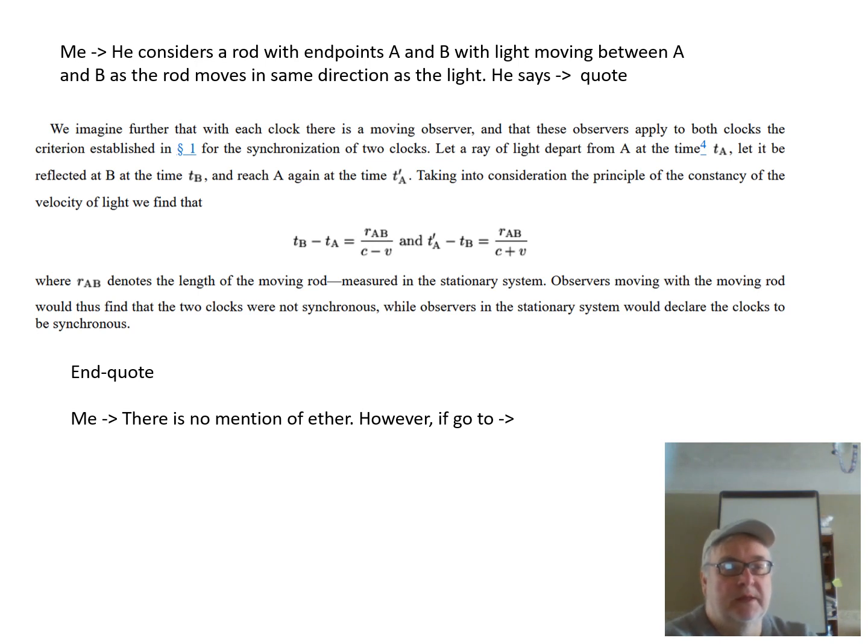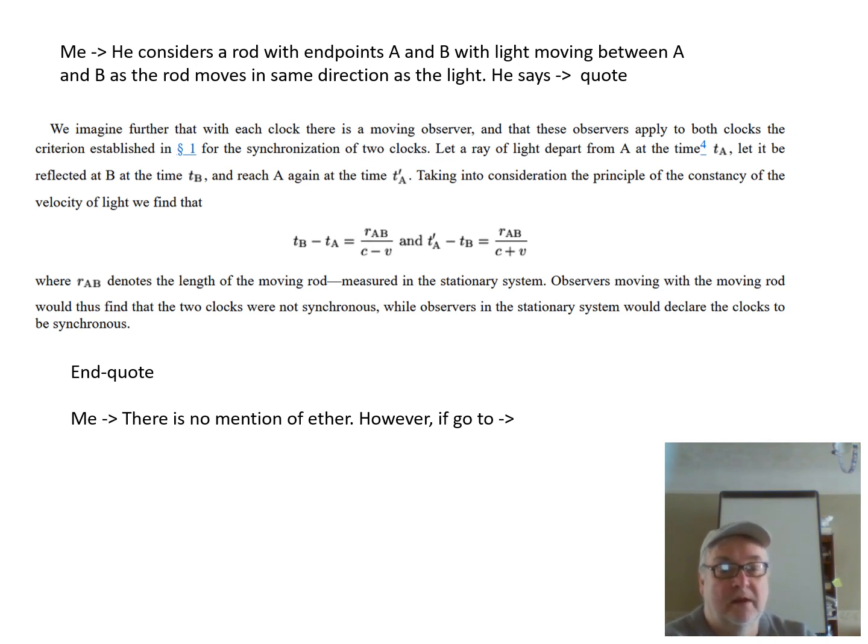And this is the maths. He's talking about a rod with endpoints A and B with light movement between A and B as the rod moves in the same direction as the light. And below is the quote from what he's saying in the paper. So what you do is you end up with equations with C minus V and C plus V in it, and that is being added in the usual way of speeds. There's nothing about adding speed in a relativistic way in the beginning of the paper.